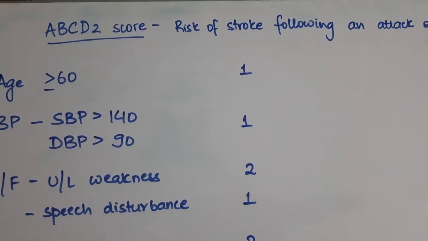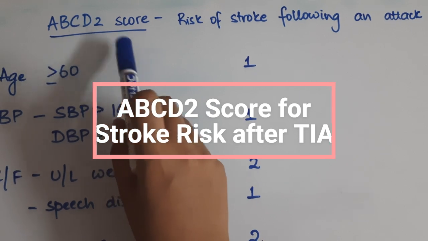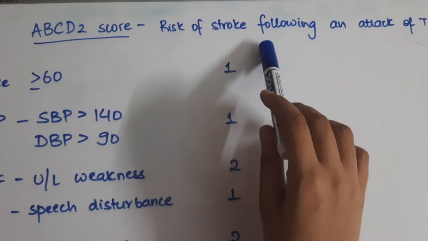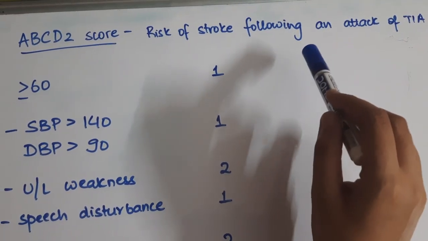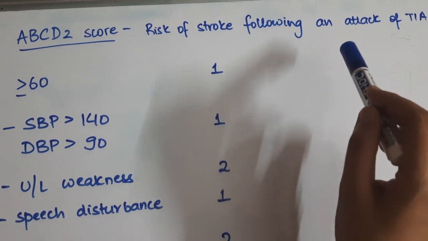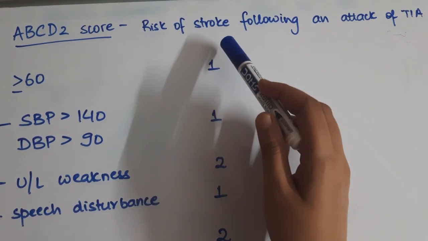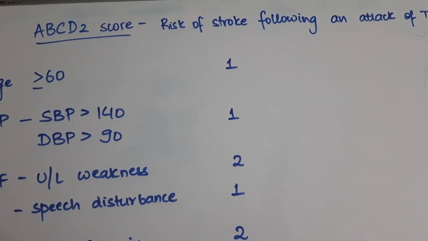Everyone, in this video, we will talk about the ABCD2 score. The ABCD2 score is a score which helps us calculate the risk of a stroke following an attack of TIA. So if a person presents with a TIA, or a transient ischemic attack, the risk of developing a stroke in that patient is calculated by the ABCD2 score.